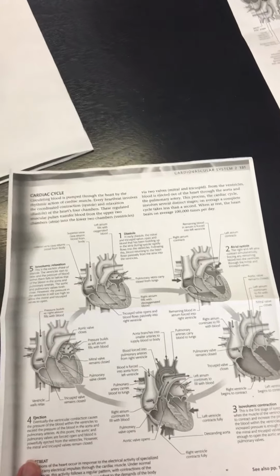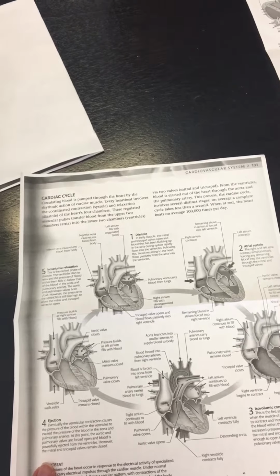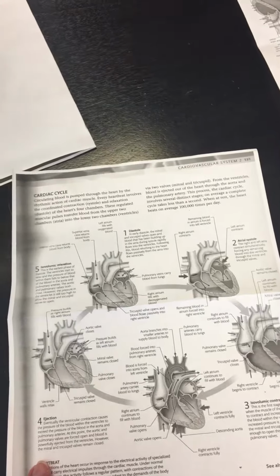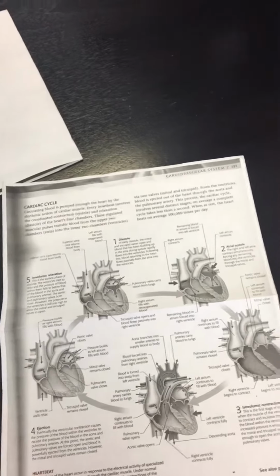the ventricles to exceed the pressure of the blood in the aorta and pulmonary arteries. At this point, the aortic and pulmonary valves are forced open and blood is powerfully ejected from the ventricles. However, the mitral and tricuspid valves remain closed.